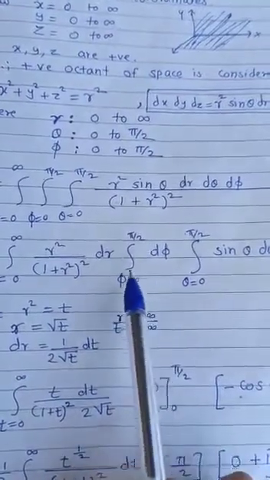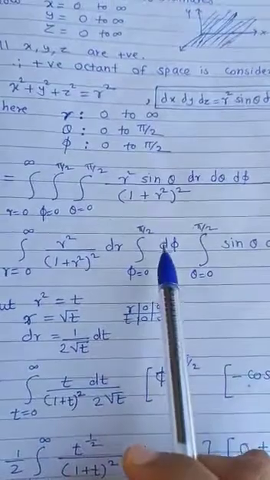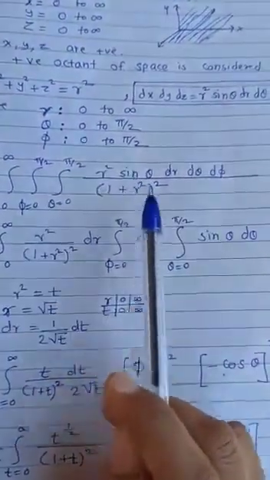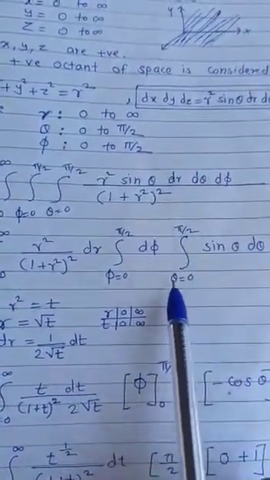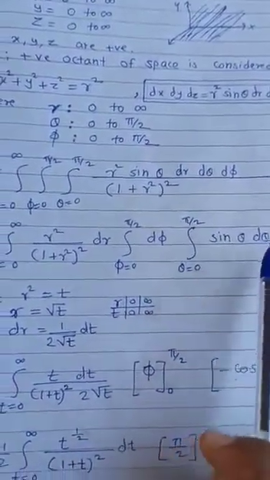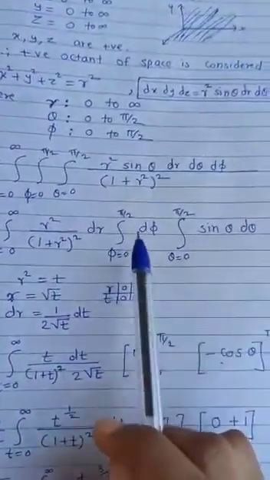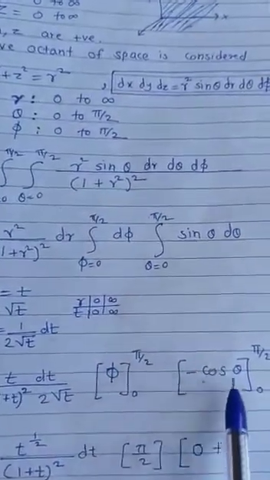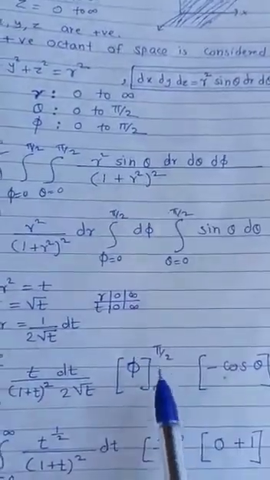Next, the integration of d phi. Since there is no function of phi, we'll just take d phi within the limit 0 to pi by 2, and the function of theta is sin theta. So this I have taken as the third integration: integration theta equal to 0 to pi by 2 of sin theta d theta. Now we can easily find these two values. The integration of d phi is phi, and the integration of sin theta is minus cos theta within the limit 0 to pi by 2. And for phi, the limits are 0 to pi by 2.